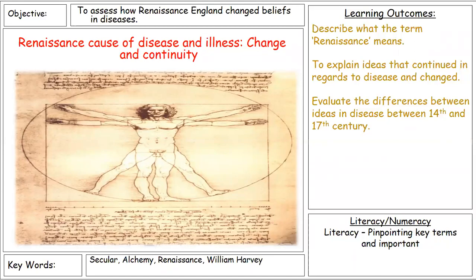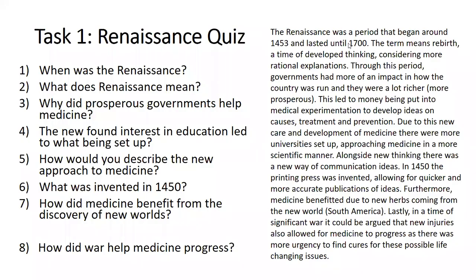So, first and foremost, what does Renaissance actually mean? I'm just going to go through this, and then I'm going to invite you to pause the video so you can answer the questions, just to make sure that you understand it. The Renaissance was a period that began around 1453 and lasted until 1700. The exam board very much say 1500 to 1700. But there are some things we class as the medieval period, such as the printing press, that fall in the Renaissance period. But don't worry too much about that.